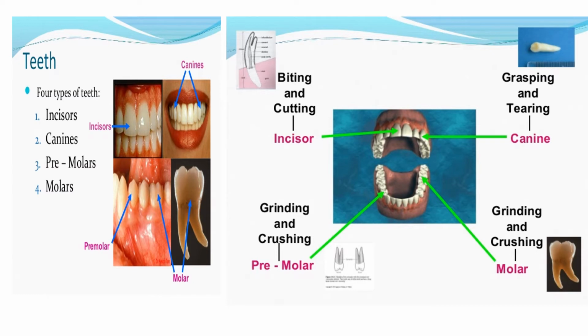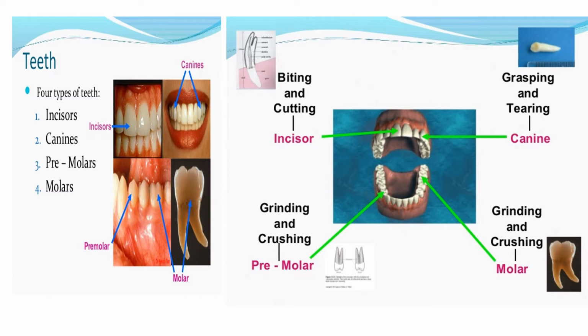There are four types of teeth. They are incisors, canines, premolars, and molars. First of all, we'll discuss incisors. Incisor teeth are flat in shape. They are present in front of the mouth, and their function is to bite and cut the food. There are four incisors in the upper jaw and four incisors in the lower jaw.